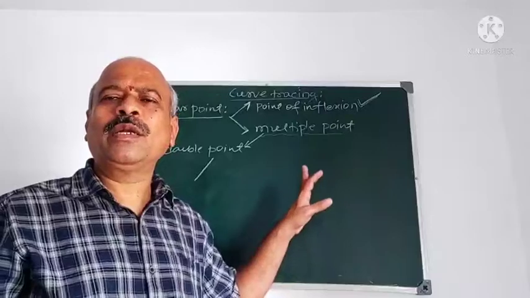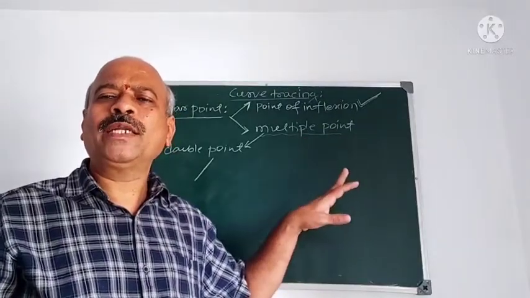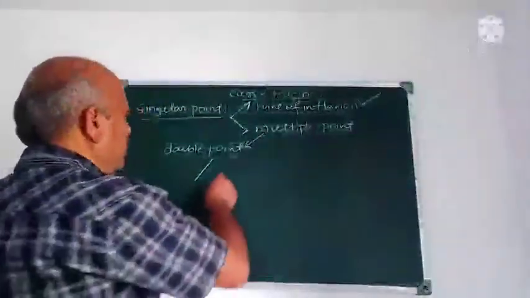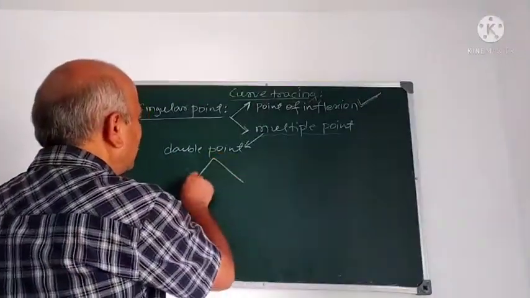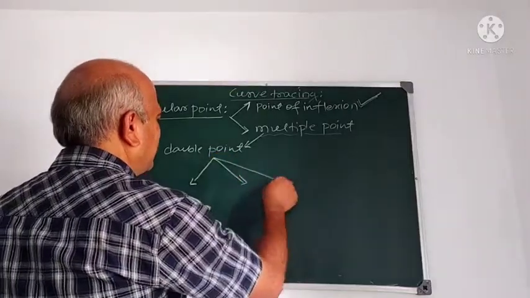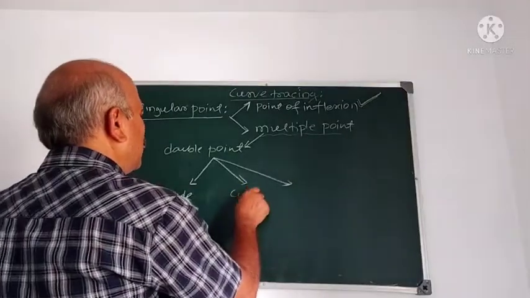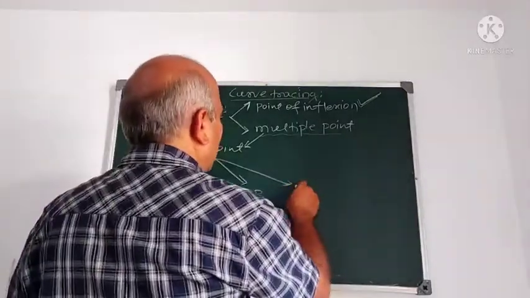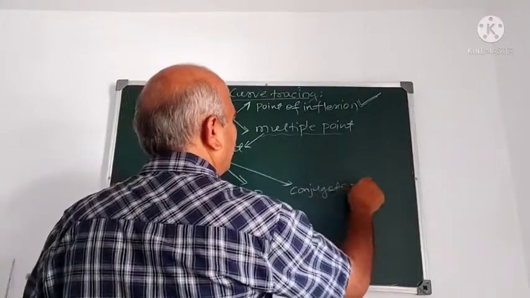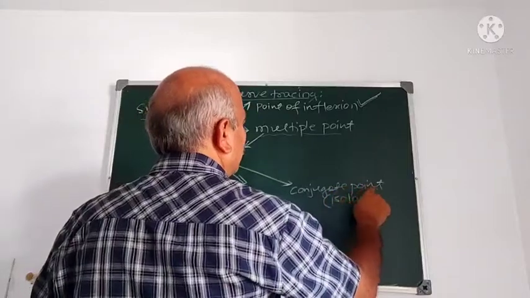What is a double point, triple point, multiple point? That is a point of order r. In double points, there are three types. One is node, another is cusp, and the third is conjugate point, or it is called an isolated point.